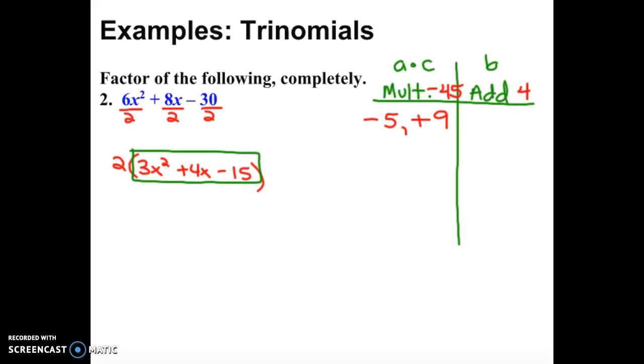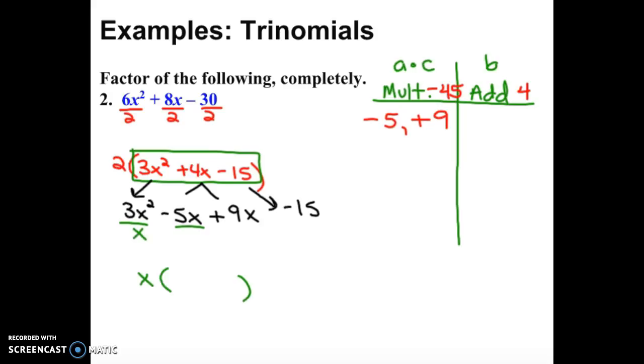So what that means, just like I did in the last problem, I'm going to leave the first term the same, the last term the same. The middle term I'm going to break up into negative 5x and positive 9x. And again, what that does, it gives me something that still equals 4x, but now I have 4 terms, so I can actually group them. My first two terms have an x in common, so I'm going to take an x out. When I take an x out, I'm left with 3x minus 5.